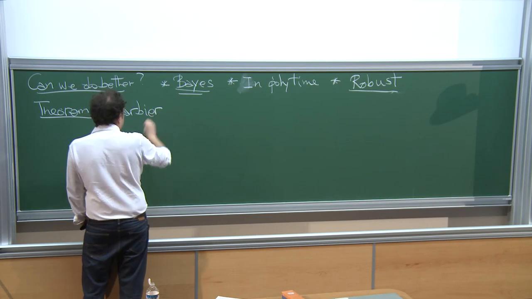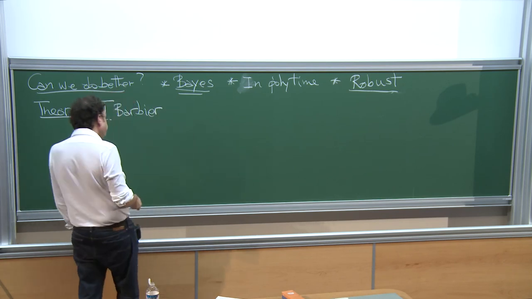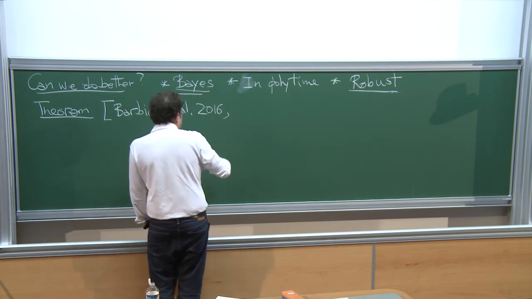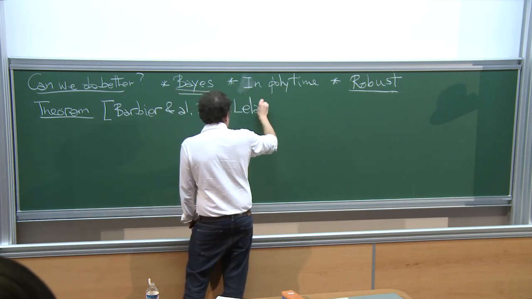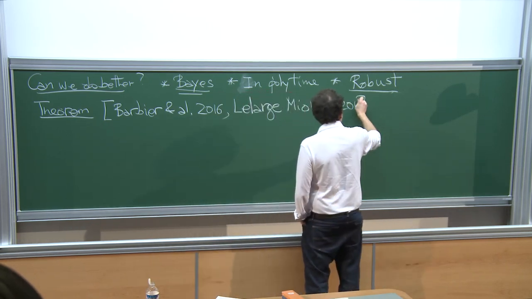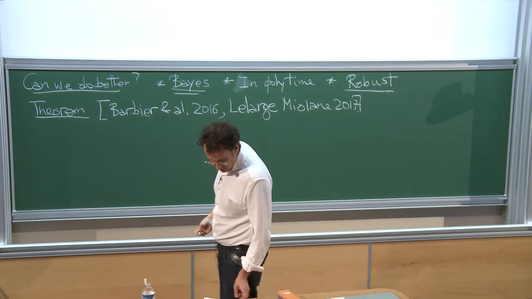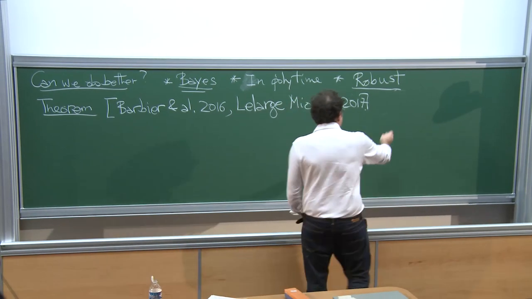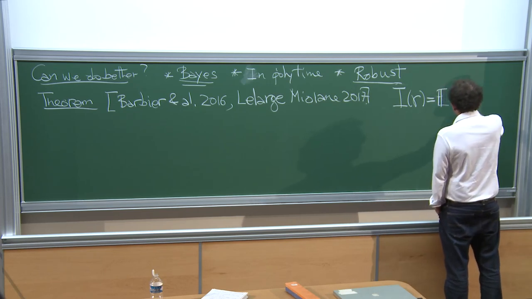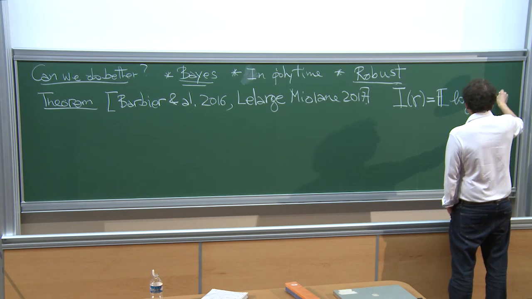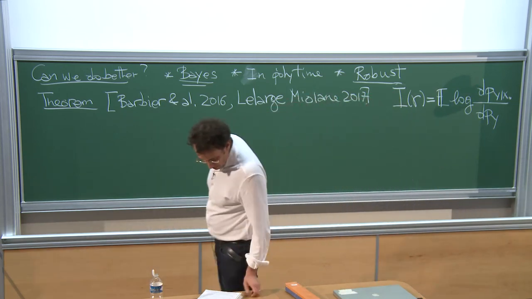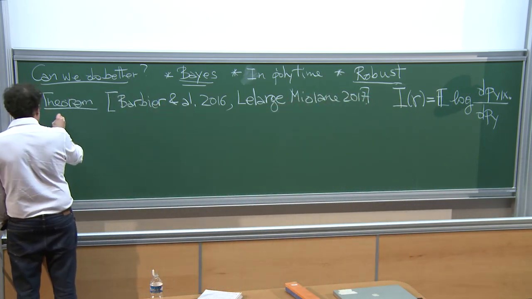A version of this was in a paper by Barbier et al., and Lenka is included in the list of authors. And another version by Lelarge and Miolane. The theorem says the following. Under this model that I discussed before, I define the mutual information, I of gamma. This is exactly the same definition as Laurent gave essentially, where y and x are the following two random variables.